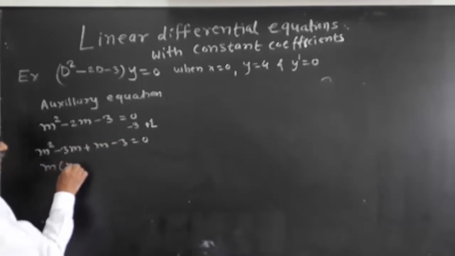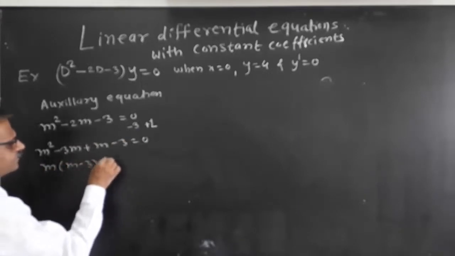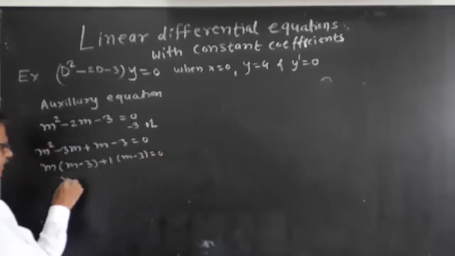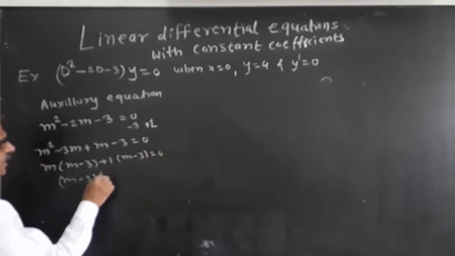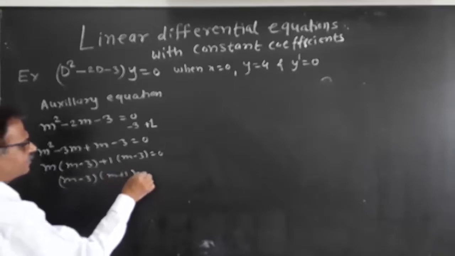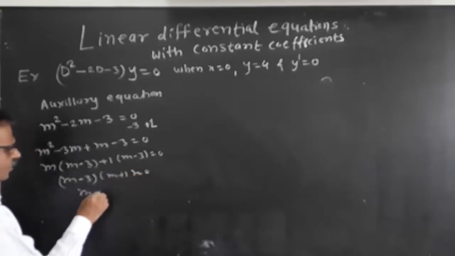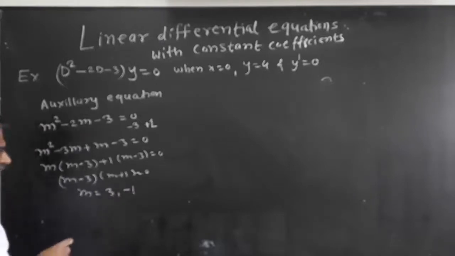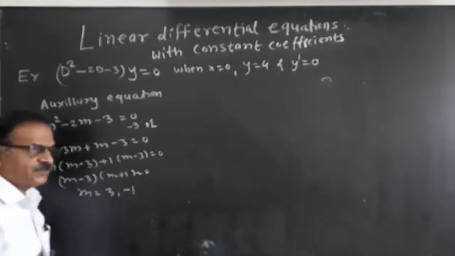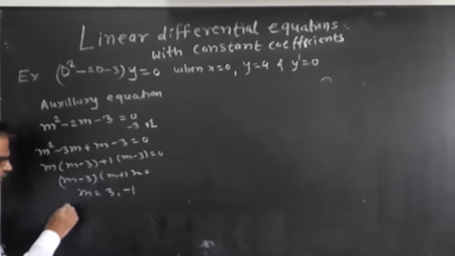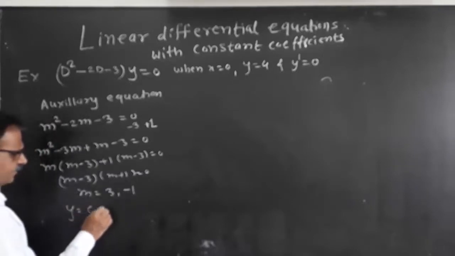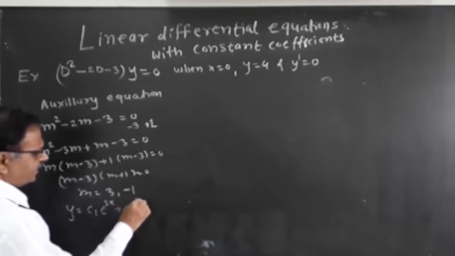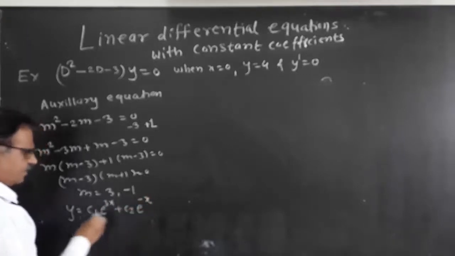m is taken common. Now, (m minus 3)(m plus 1) equal to 0. Therefore, m equal to 3 and minus 1. Thus, both roots of the auxiliary equation are real and distinct, and therefore y equal to c1 e raised to 3x plus c2 e raised to minus x is the general solution.